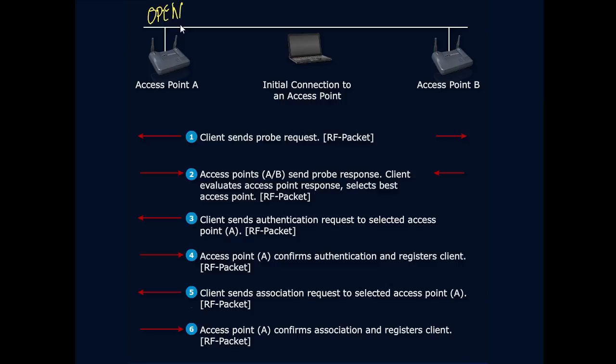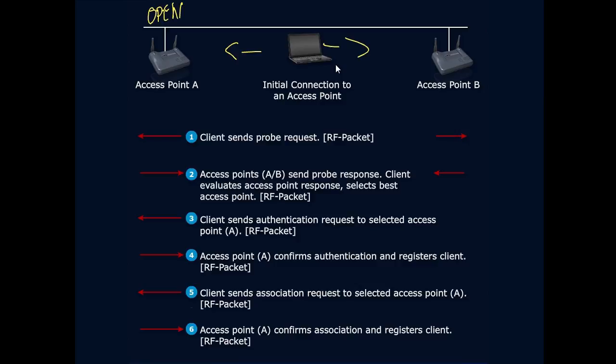Basically, is anyone out there? Now that signal, that RF packet, goes in both directions. It goes towards access point A and access point B. And it's saying, basically, hi, can I connect to your network? It's basically what it's trying to do using an RF packet, to authenticate itself to those access points. Now the access points receive this and are going to send a response back. They're going to send a probe response.